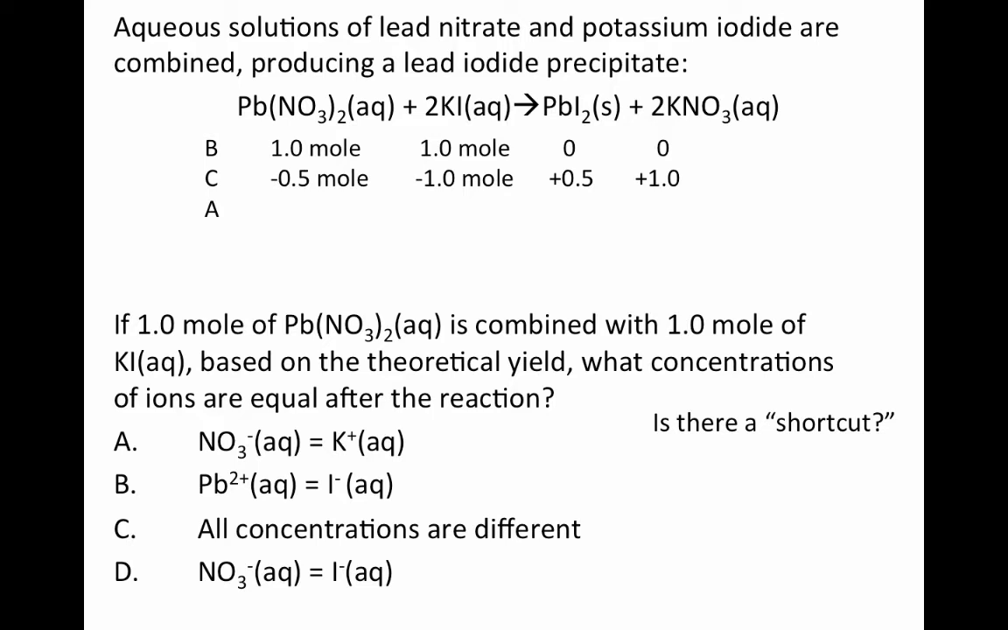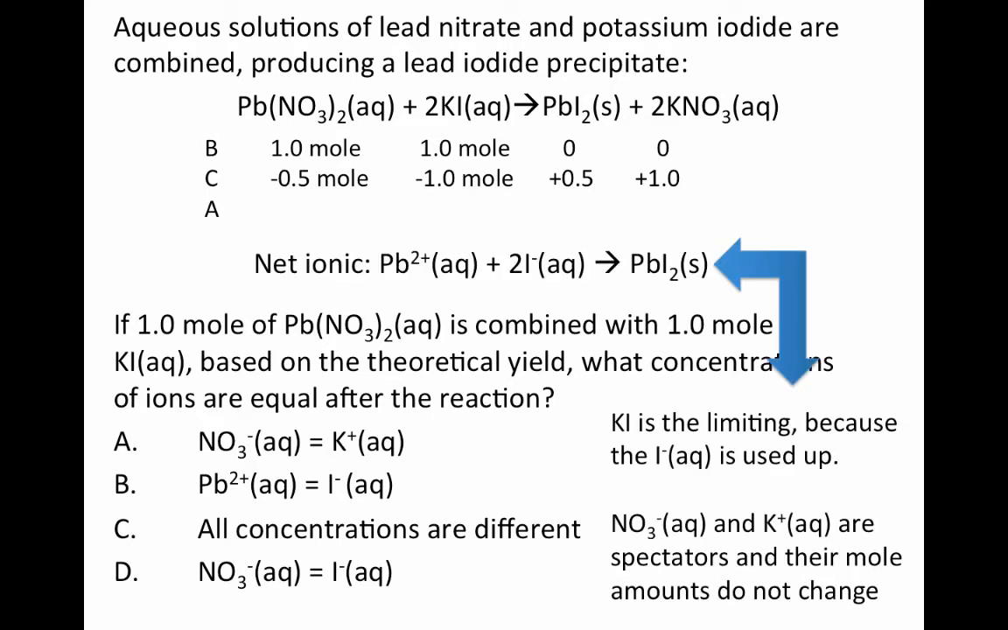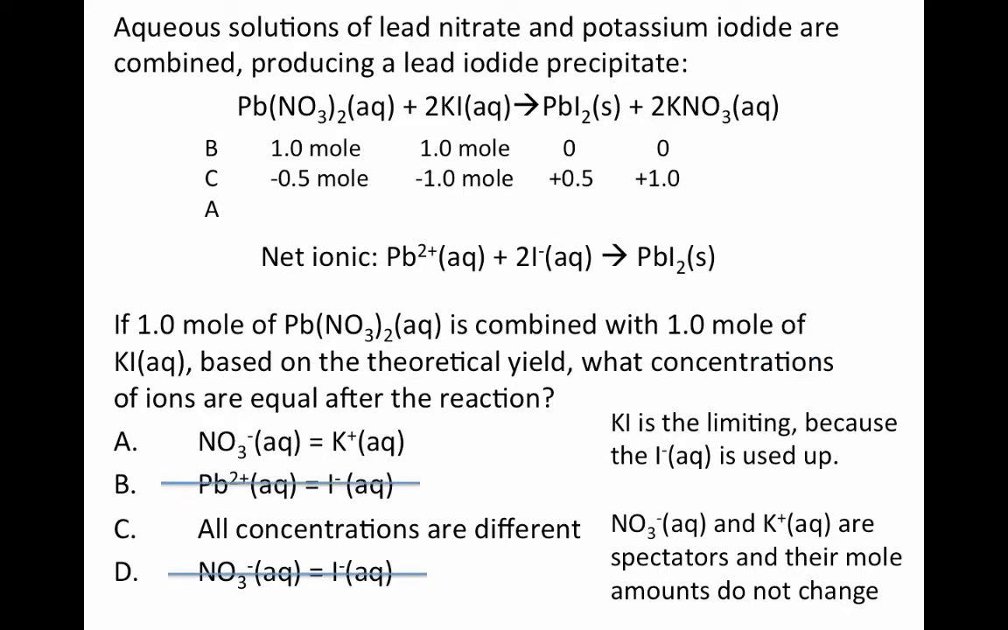Well, within our BCA table we can again determine what the limiting reactant is. If we consider the net ionic equation, lead ions and iodide ions are combining to form the lead iodide. KI is the limiting reactant based on the mole amounts because all of the iodide ions are being used up. We can also observe that both the nitrate and the potassium are spectators and their mole amounts do not change. So we can see right away that we don't have any aqueous iodide ions. So there's no way that we could consider them to have an equal concentration with something else at the end.